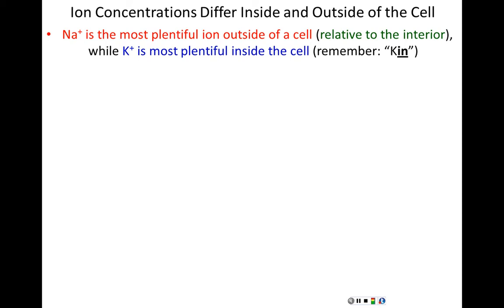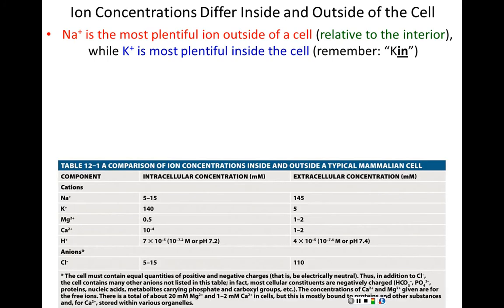A mnemonic to remember this, because I have a horrible memory, is the word kin. Hopefully you're familiar with the word kin. It means family member or relative, kinfolk. If you can remember the word kin, you can remember this concept. K for potassium, IN for in. So potassium is much more concentrated in the cell. K-I-N, kin. This table here from your textbook, Table 12.1, shows the relative abundance or concentration of all of the ions that we talked about in the previous slide, and you can see what I've just mentioned is here on the table.